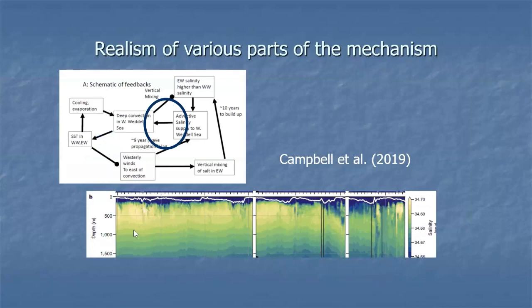We can also look at whether advective salinity flux to the Weddell Sea drives convection in the Weddell Sea. And Ethan Campbell, in a paper that came out in Nature in 2019, looked at the convection in the Weddell Sea. You can see the convection happening sometime around here. We're looking at salinity, and what Ethan found was that the turn on and shut off of that convection seems to be actually driven by an advective salinity flux.